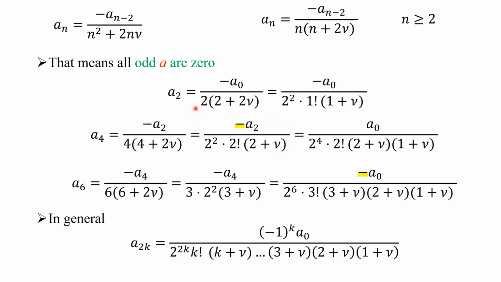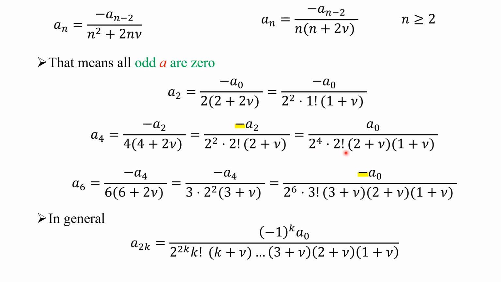Now you substitute the value for a2 here. Remember that here one minus, so here one minus, this will become plus. So this will become a naught. Already 2 squared is here, here 1 2 squared, so 2 power 4 you will get. Here 1 factorial, here 2 factorial, that is 2 factorial is equal to 2 naturally. Now here you have 2 plus ν, here you have 1 plus ν. So 2 plus ν, 1 plus ν will come. So you will get A4 is equal to this one.